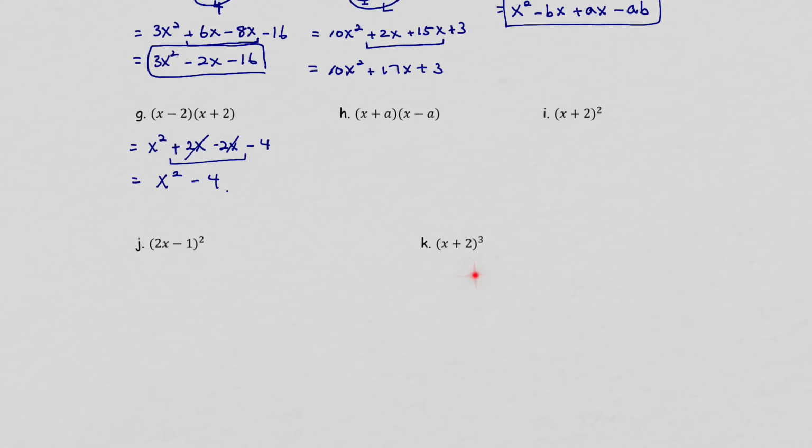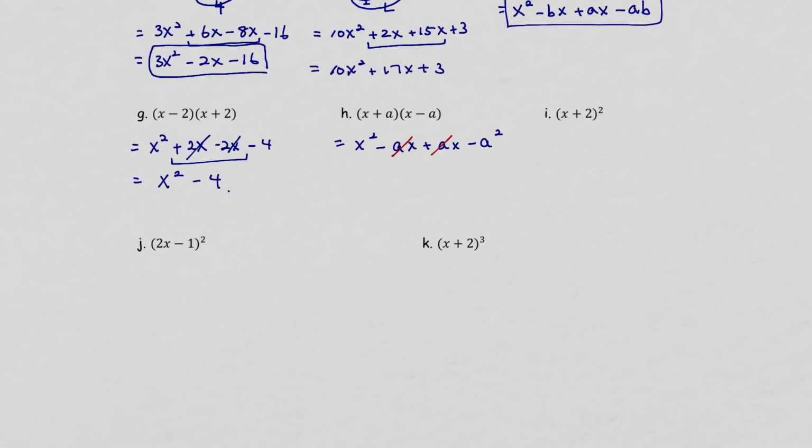So this one will be the same thing. I end up getting x squared. See, you have the same terms, x and a, but one is positive, one is negative in between. So this one, it will cancel out the middle term because one will be negative 8x, the other one will be positive 8x, minus a squared. So this will cancel out the middle term. And it gives you x squared minus a squared.